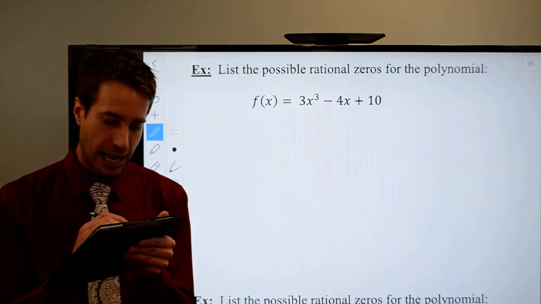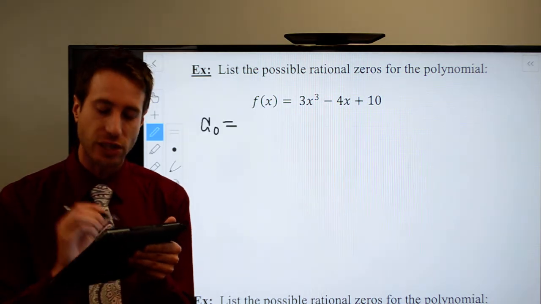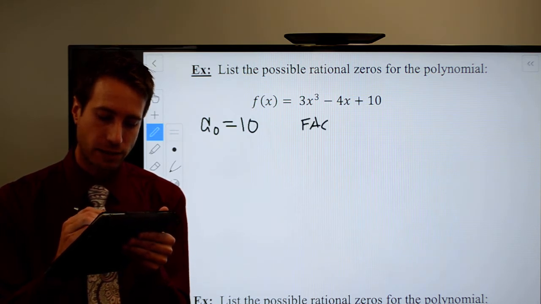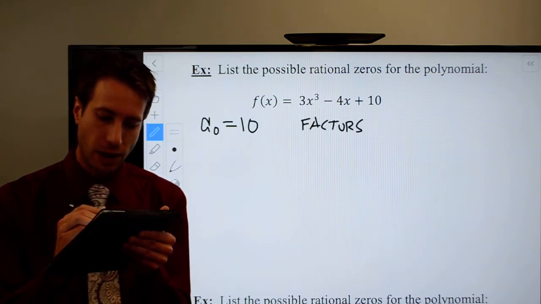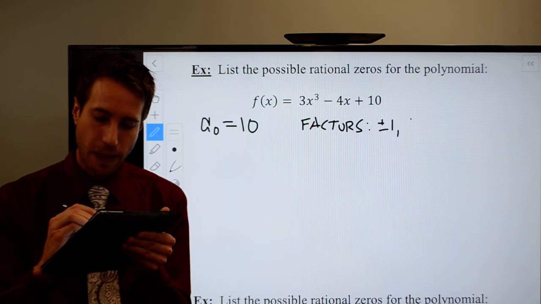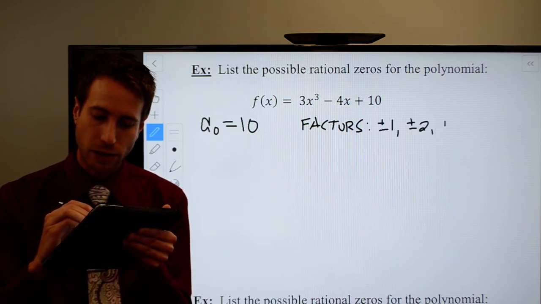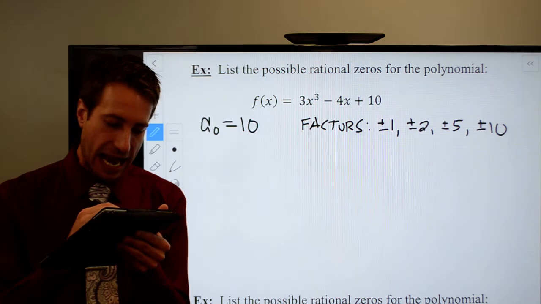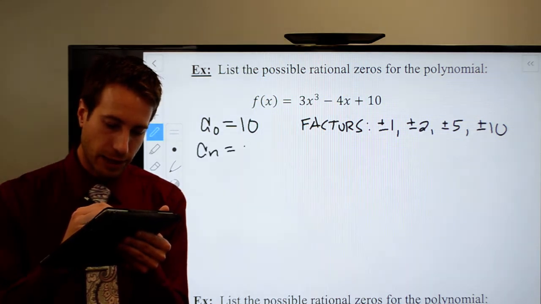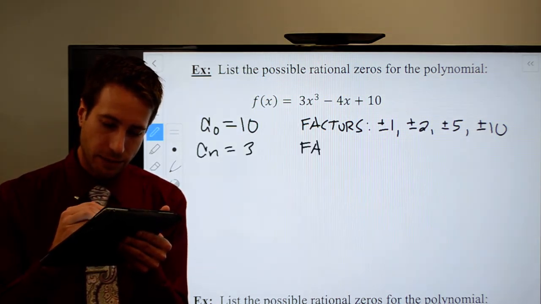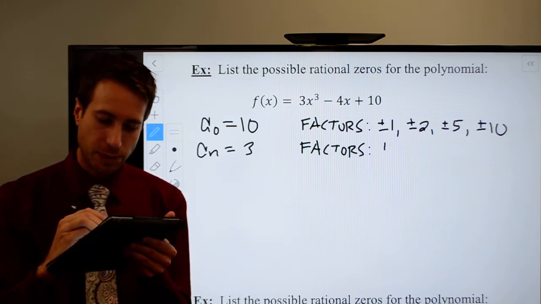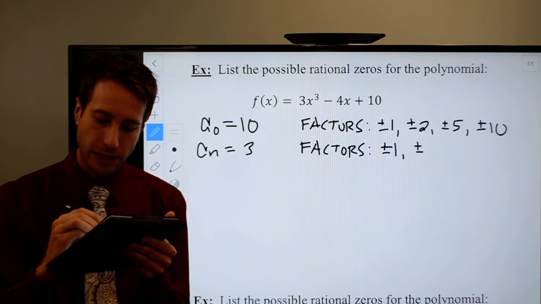You first need a naught, which is the constant at the end, in this case that's a 10, but I need all of its factors. Well, the factors of 10 are plus or minus 1, plus or minus 2, plus or minus 5, and plus or minus 10. So that's all the factors of 10. Then my an is a 3, but I need all of its factors. And again, the factors of 3, we already did this one. It's plus or minus 1 and plus or minus 3.